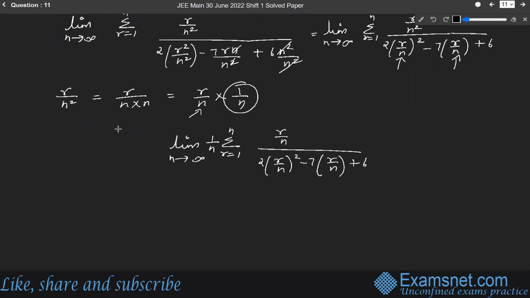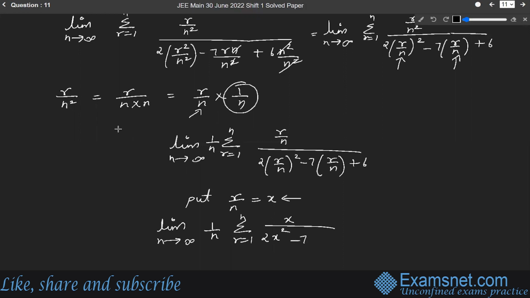Now let us do one more thing. Let us put r by n is equal to x. So if r by n is equal to x, this will change to limit n tending to infinity, 1 by n, summation of r is equal to 1 to n. Numerator is r by n, and we have assumed r by n is equal to x, so it will be x divided by 2 into x square minus 7 into x plus 6. So this is the expression in the simplified form.